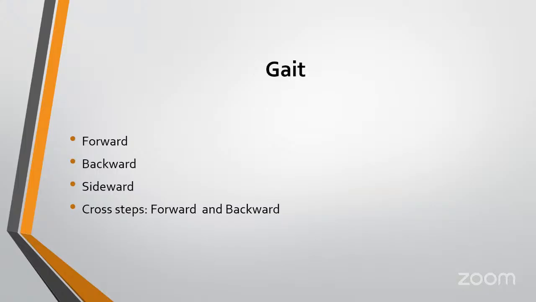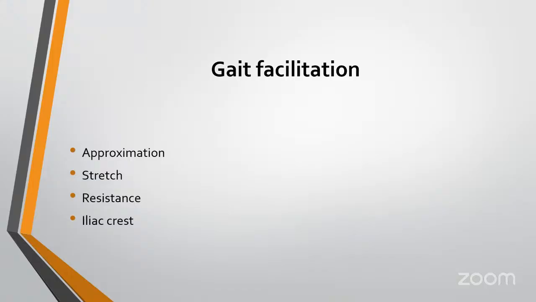So we can ask the patient to walk. We can do it while walking forward. We can do it while walking backward. We can do it while walking sideways. We can do it while walking cross step forward or cross step backward. All those things can be done. Then facilitation, like I mentioned, we can give approximation, we can give a stretch, we can give resistance, and usually it's at the iliac crest. This approximation or resistance can be given for the patient.